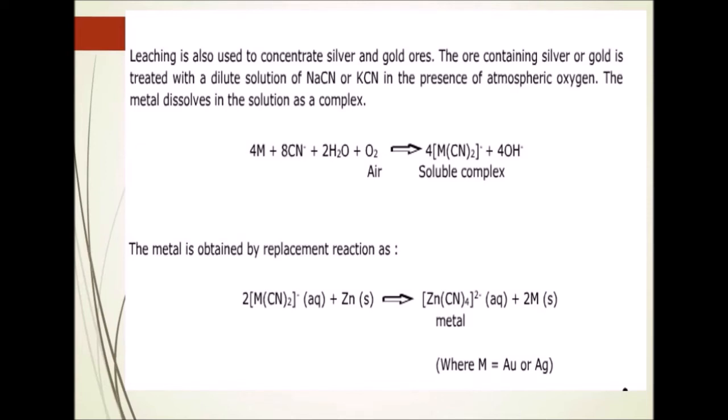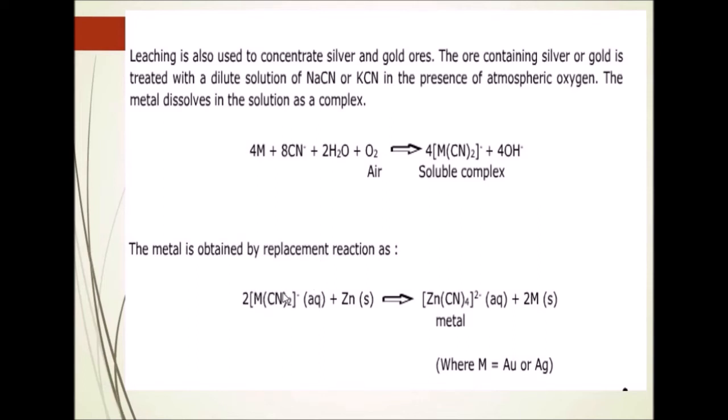Now, the silver and gold get oxidized and then combine with the cyanide ion, forming a soluble complex of metal cyanide along with some insoluble impurities. It is filtered. During filtration, the impurities are filtered off and the solution contains a complex of metal.